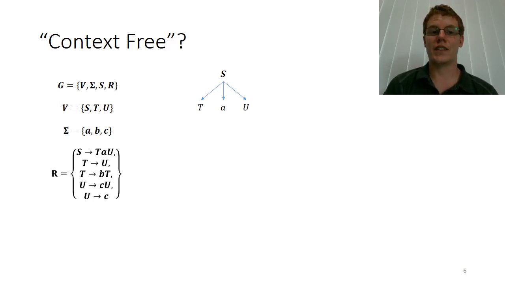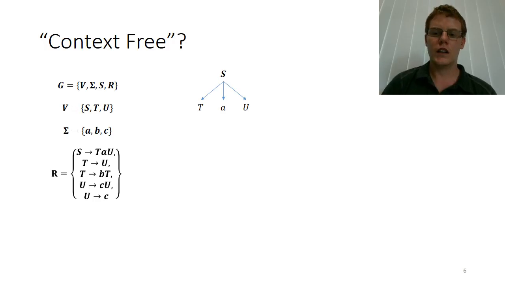So I've given you a definition for what a context-free grammar is, but you can be forgiven for being confused as to what the term context-free even means. What context-free means is that when we expand the rules from taking something on the left-hand side and replacing it with something on the right-hand side, the surroundings of the thing that we're replacing don't matter.